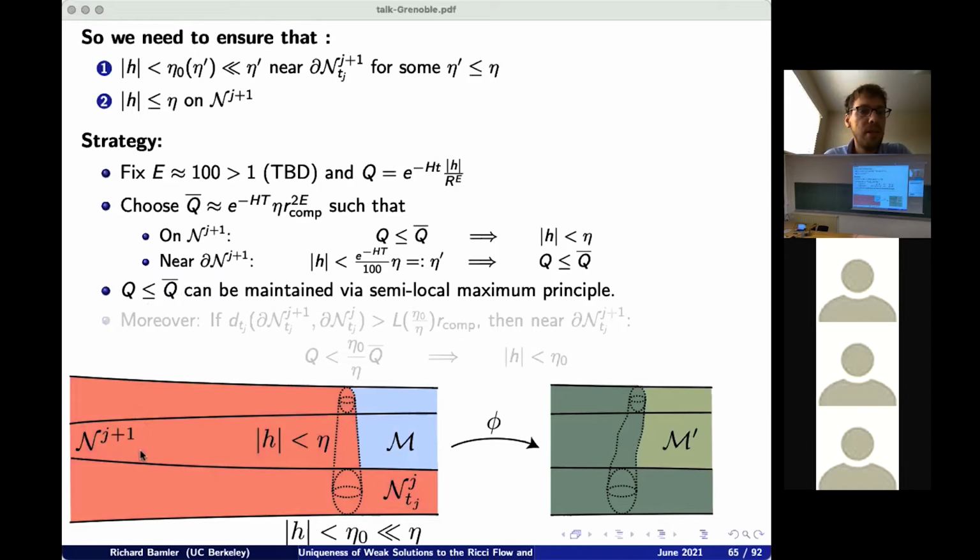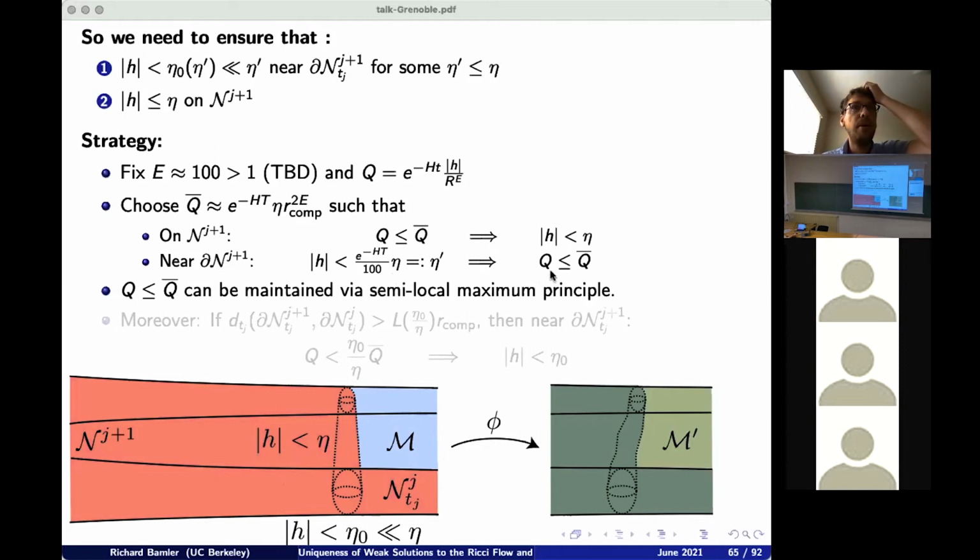The idea would be to ask what happens at a point where Q is maximal. If you go to a point where Q is maximal, then by the semilocal maximum principle, Q has to be bigger somewhere in a parabolic neighborhood around this point. Here is a small difficulty, which occurs when we're close to the boundary. If you're close to the boundary, the corresponding parabolic neighborhood given by the semilocal maximum principle may not fit into this Nj plus 1. That's why near the boundary, we need to already know that Q is bounded by Q bar.